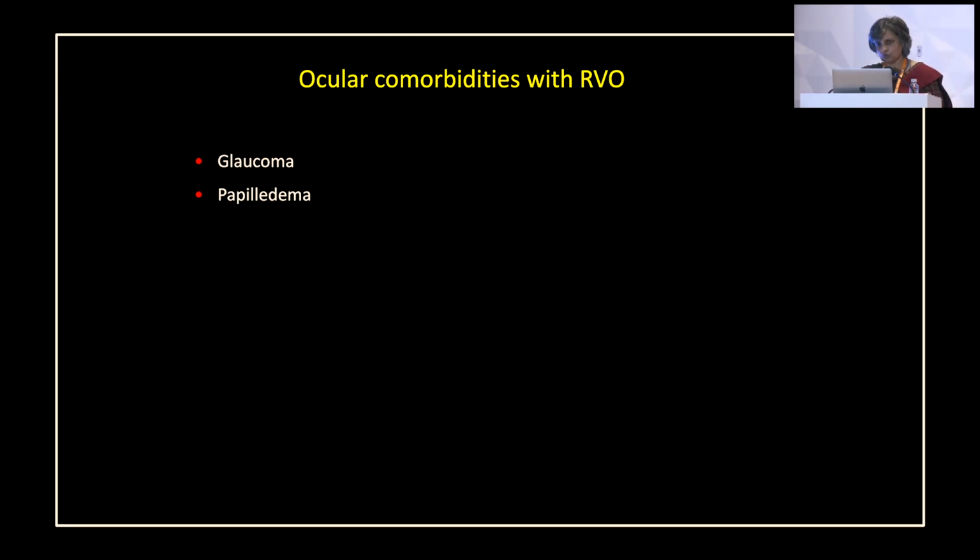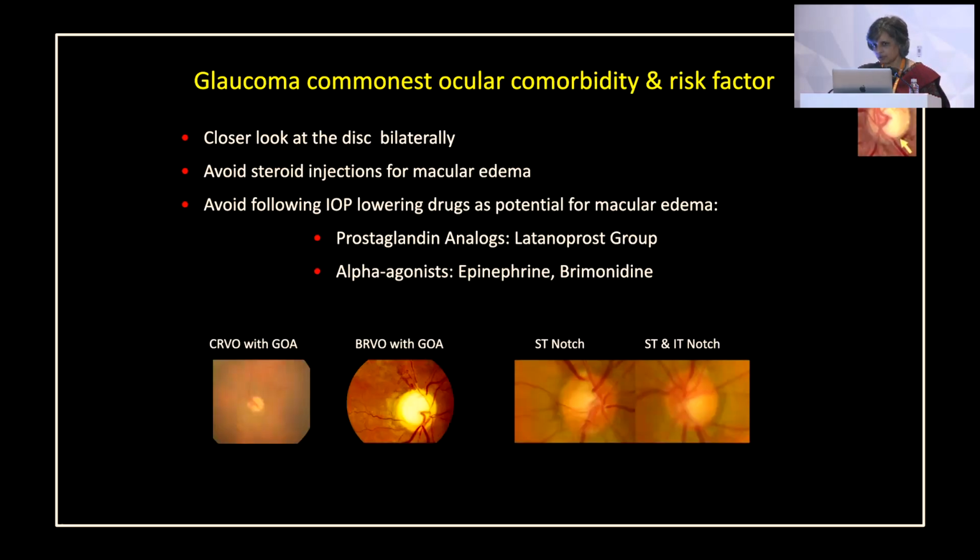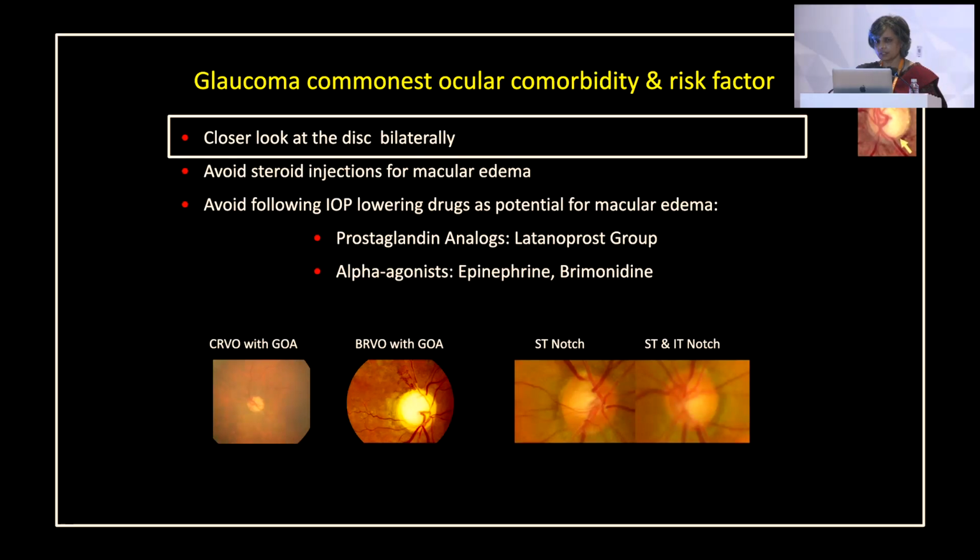Very important ocular comorbidity is glaucoma. It's the chief ocular comorbidity with retinal vein occlusions and can be missed very easily. So look at the discs very carefully bilaterally. It could be the other disc which gives the diagnosis.